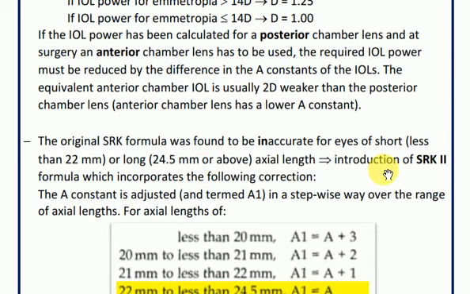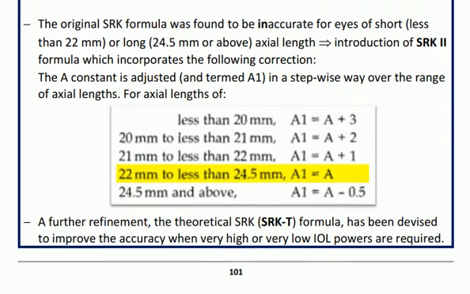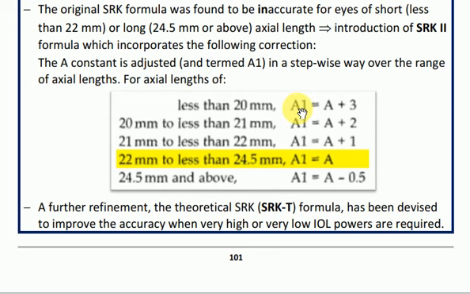So, introduction of the SRK2 formula, which incorporates the following correction. The A constant is adjusted and termed A1 in a stepwise way over the range of axial length. For axial length less than 20 mm, the adjusted A constant is A plus 3. For axial length 20 mm to less than 21 mm, the adjusted A constant is A plus 2. Between 21 and 22, it is A plus 1. From 22 to less than 24.5, A1 is equal to A. For axial length more than 24.5, it is A minus 0.5.